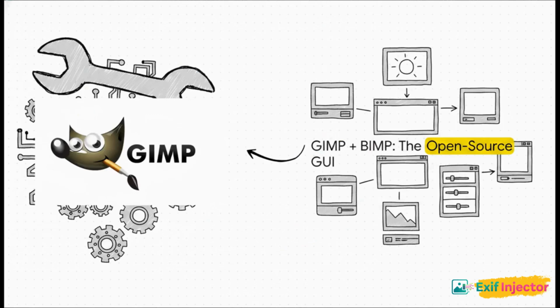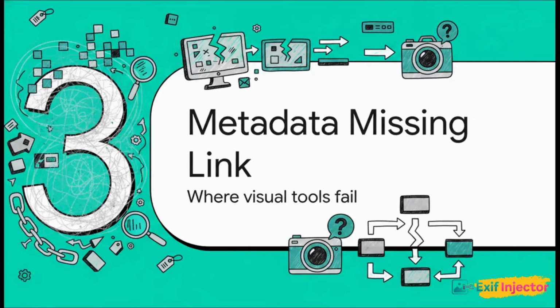Now, normally, GIMP requires you to write code for batch work. But the BIMP plugin, which stands for Batch Image Manipulation Plugin, slaps a completely visual interface right on top of it. It's a fantastic way to access professional-grade filters and color corrections in bulk, completely skipping the native scripting. Game changer. Which brings us to part 3, the metadata missing link.